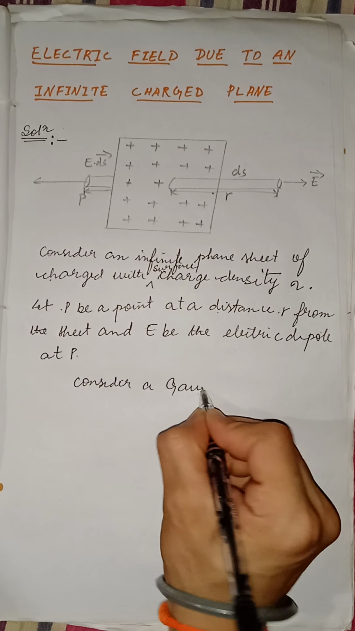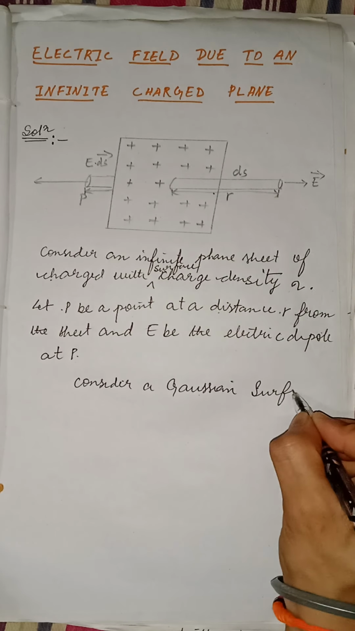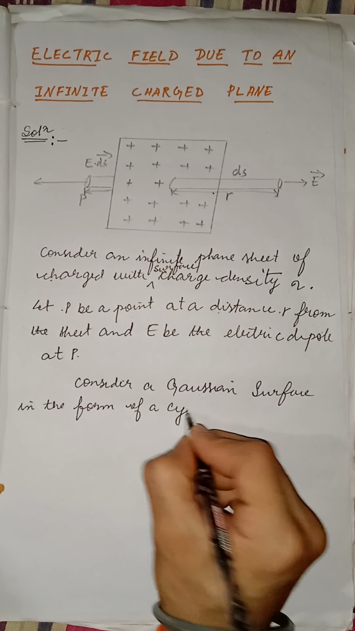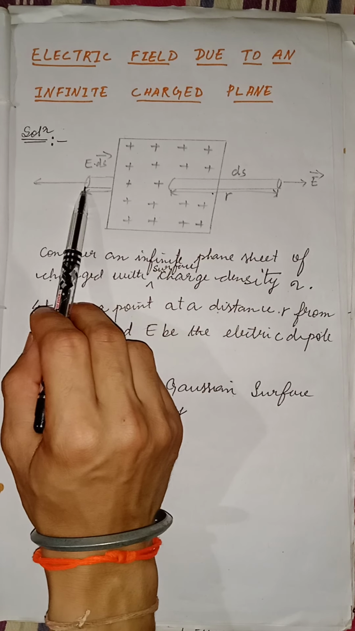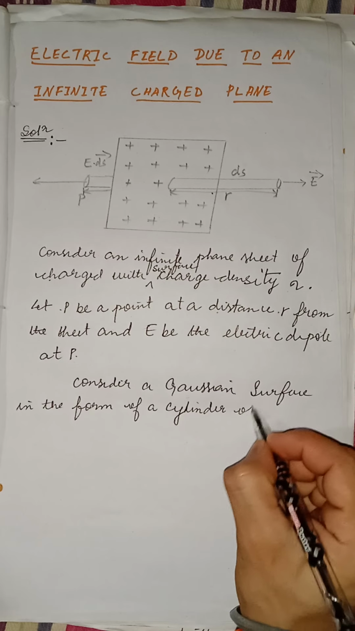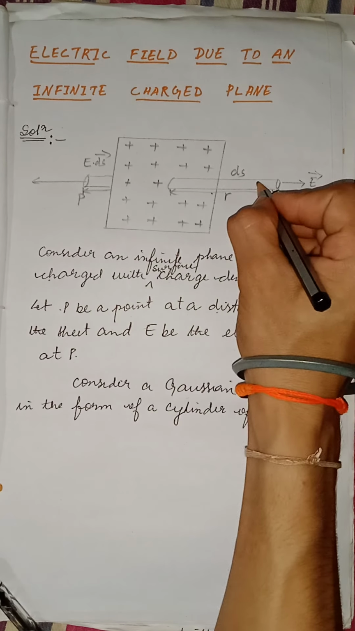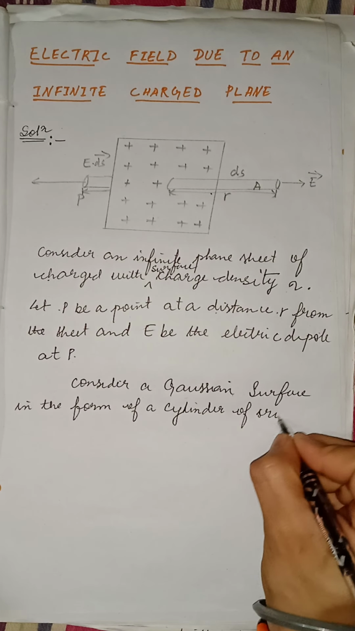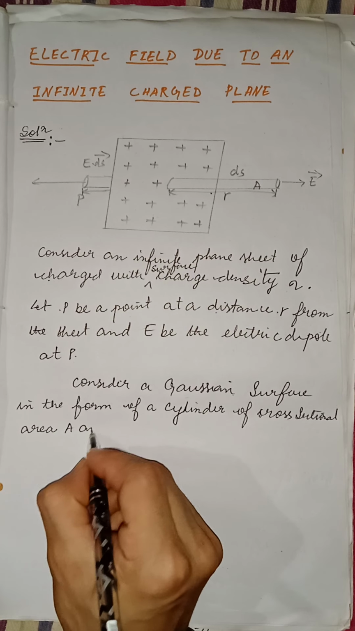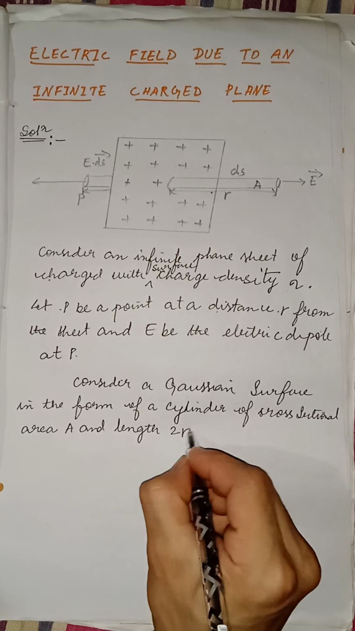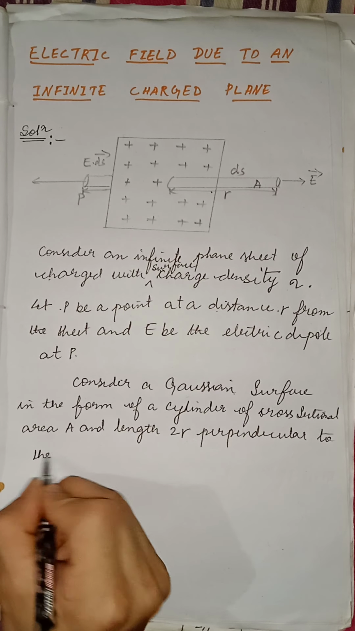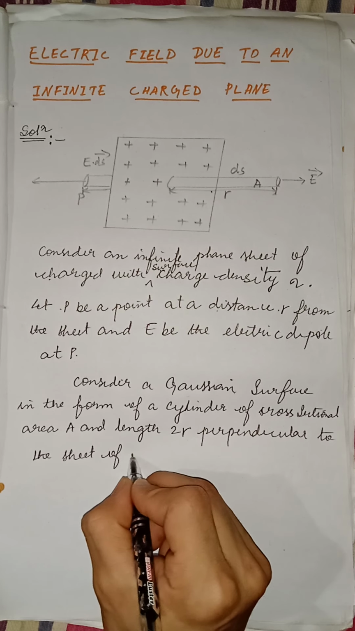in the form of a cylinder. We have considered a Gaussian surface in the form of a cylinder, of cross sectional area A and length twice r, perpendicular to the sheet of the charge.